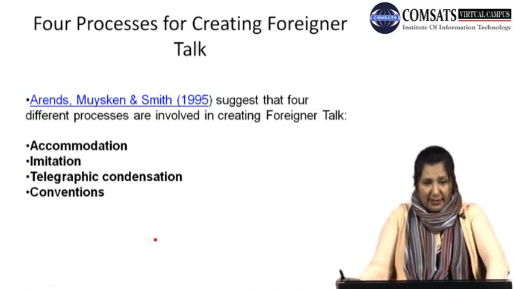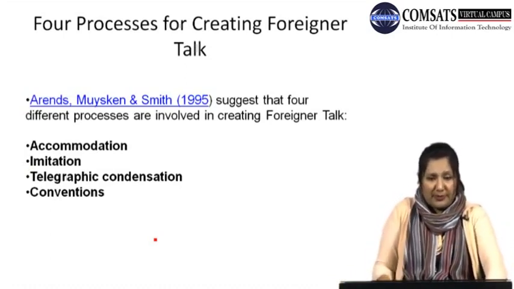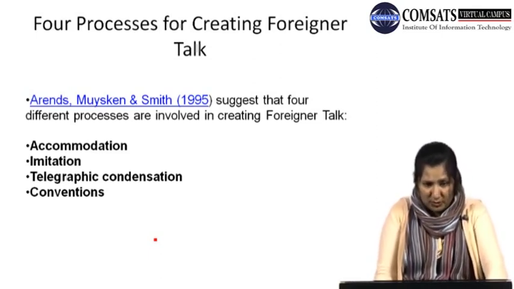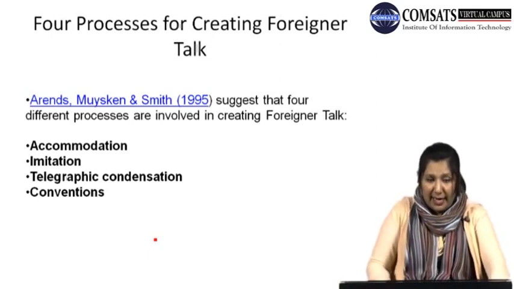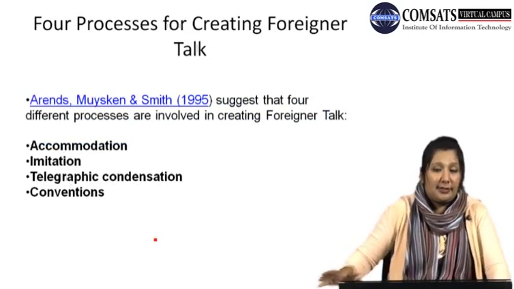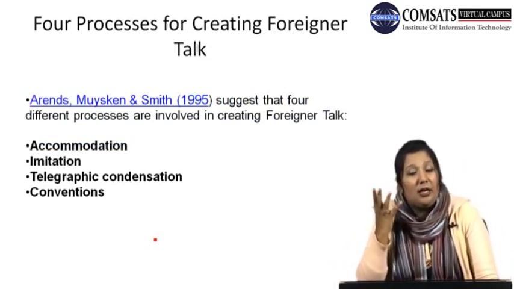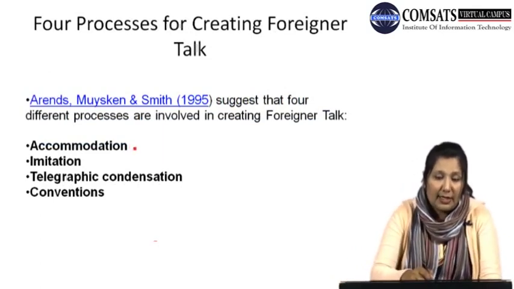There are three people, Arends, Muysken, and Smith, in 1995. They suggest that there are four different processes involved in creating foreigner stocks: accommodation, imitation, telegraphic condensation, and conventions. Yes, how these four processes are really important. Firstly, the accommodation.